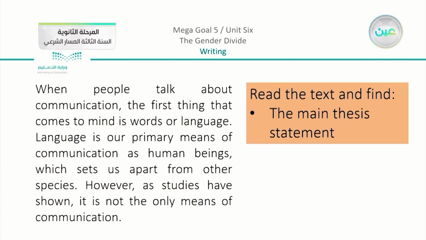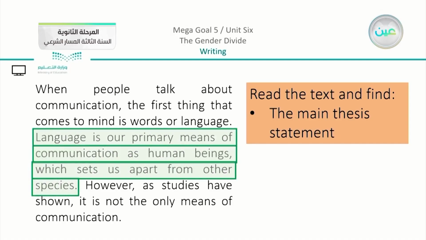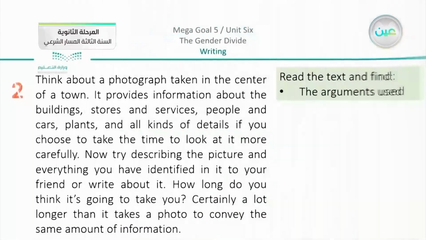And when we read here, you can find very clearly that the main thesis statement is: language is our primary means of communication as human beings, which sets us apart from other species. So what makes us different from other species? That we have language as a way to communicate. Now we have the basic idea that we are going to focus on.